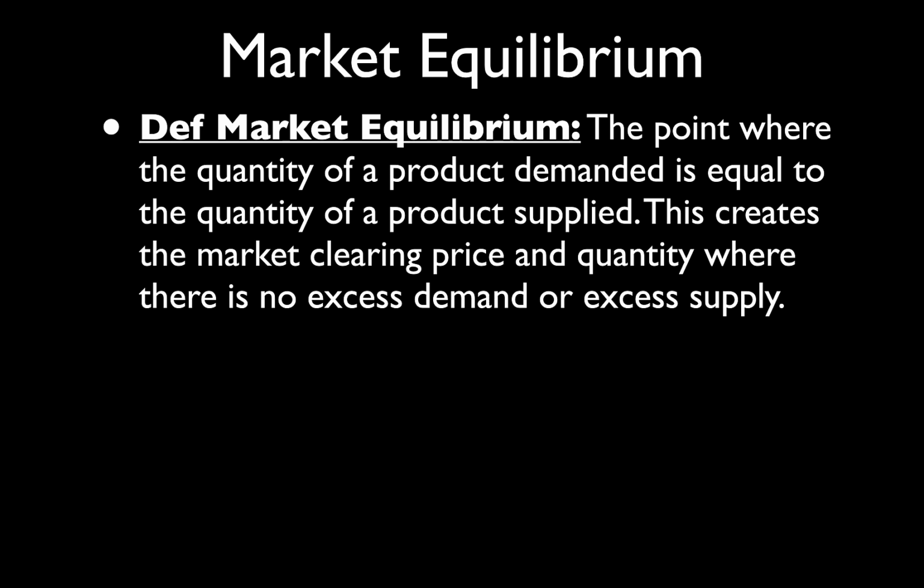Right, so we really need to understand that we want quantity demanded equal to quantity supplied, because that is an efficient allocation of society's resources with the absence of any externalities, which we'll come to in a later set of videos, of course. Now, the first thing, market equilibrium. The point where the quantity of a product demanded is equal to the quantity of the product supplied. Really important. We don't want any waste.